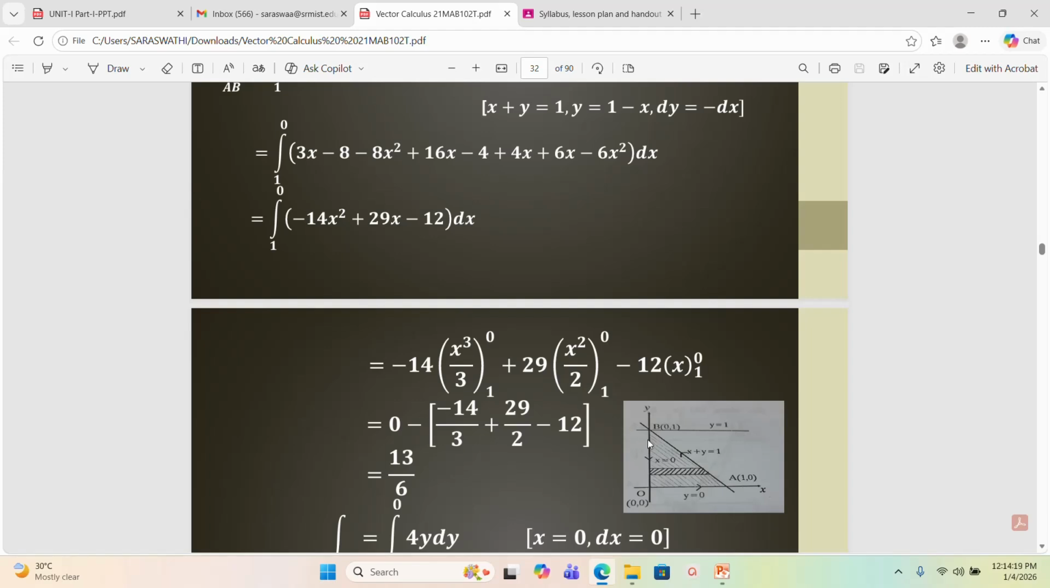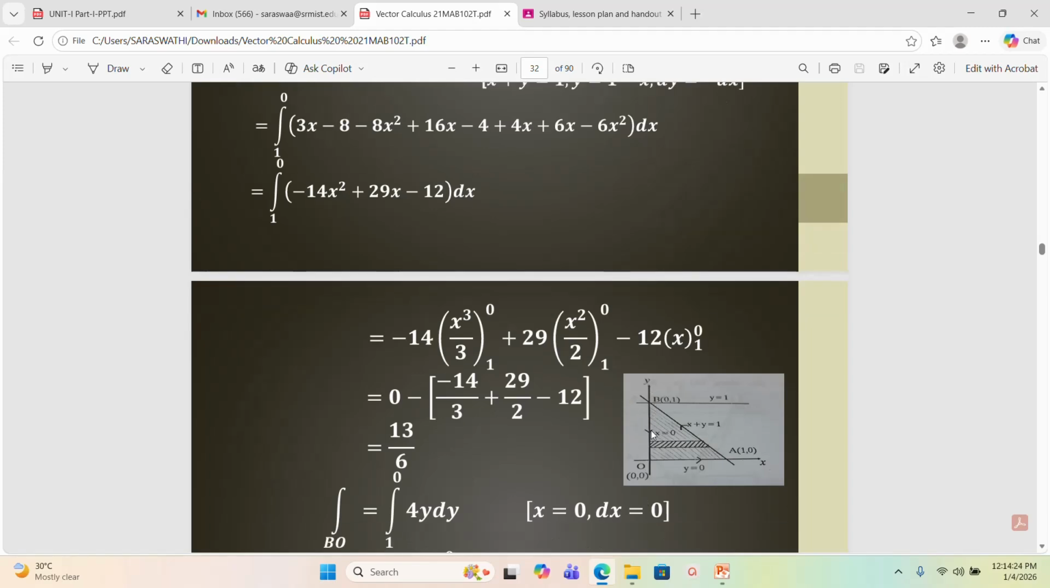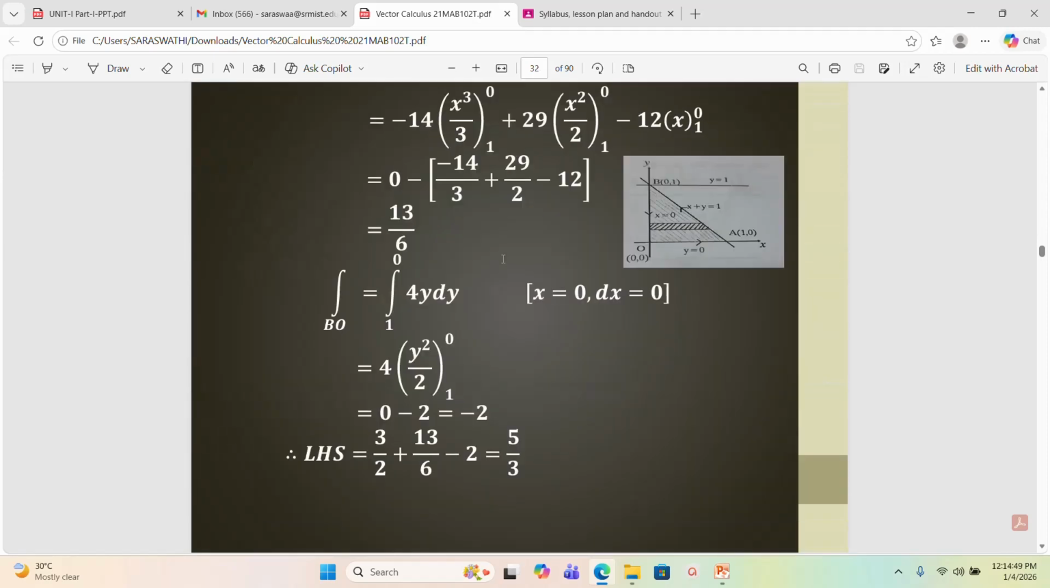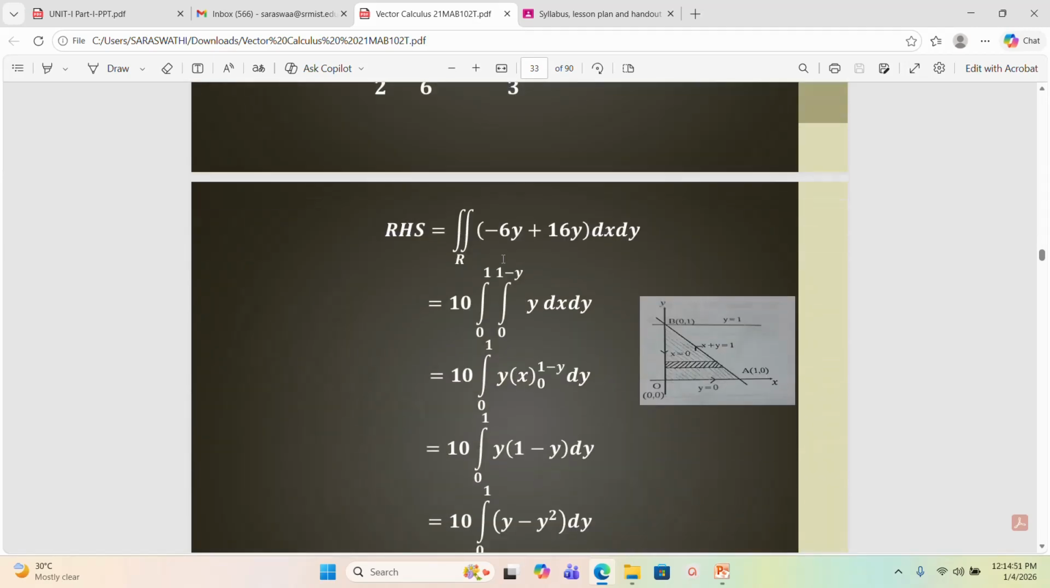Now we can move on to the third case, along the direction BO. Here x is equal to 0. If x is equal to 0, the value of dx is also 0. So substitute x and dx values in this equation. So x is equal to 0, this is 0, and dx is equal to 0, the entire value is 0. And here x is equal to 0 and this is also 0. So we have the value for the third case.